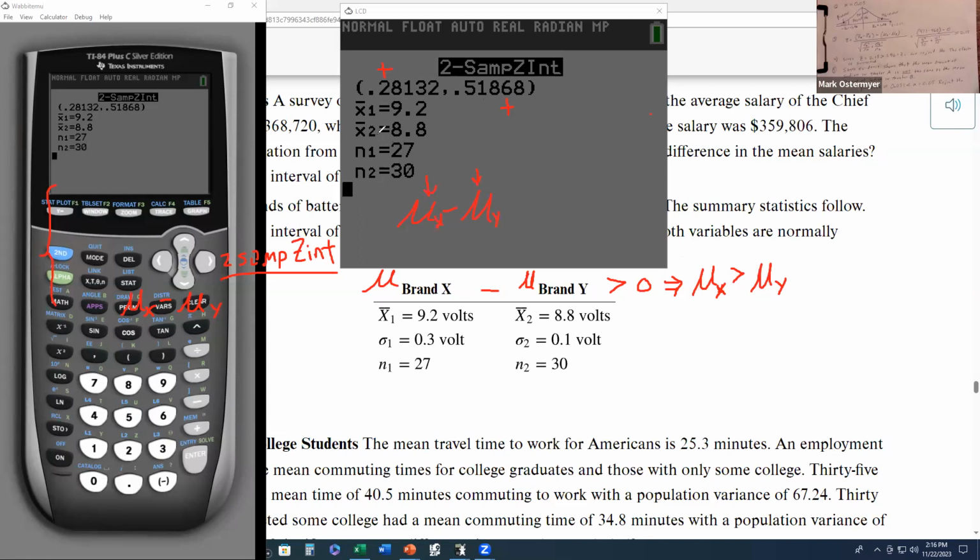All right, did anybody get that confidence interval? Right here. Yeah.